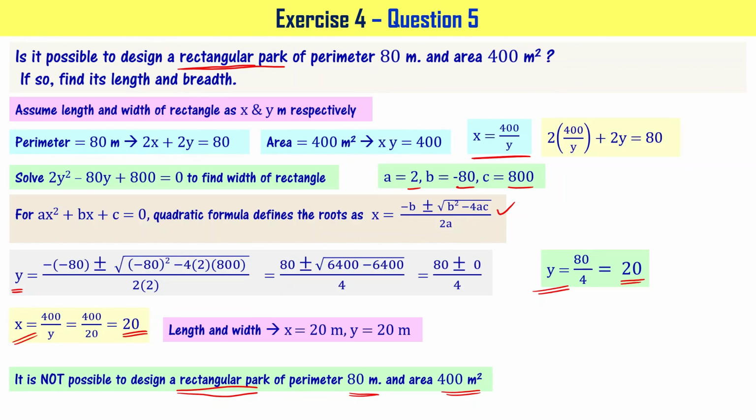Look at this. If you change the perimeter, there may be a possibility. Or if you change the area, there may be a possibility to design rectangular park. But with these two numbers, 80 meters as the perimeter and area equal to 400 meters square, it is not possible to design a rectangular park. Please note this.